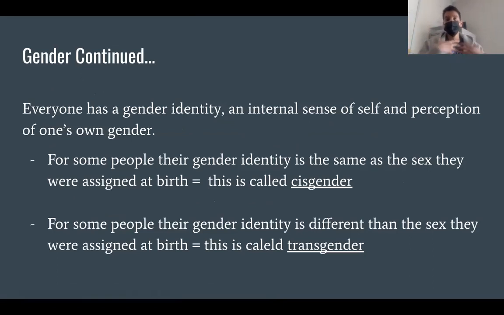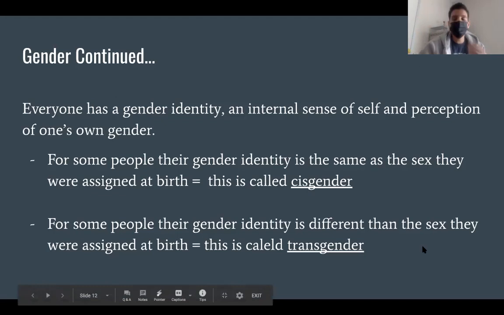So if your gender identity matches the sex that you were assigned when you were born, that's called cisgender. If you ever hear about a cisgender man or a cisgender woman, that's what that means. For some, their gender identity is different than the sex that they were assigned at birth, and that is called transgender. Once again, I spelled that wrong. Good thing I'm not an English teacher, right?